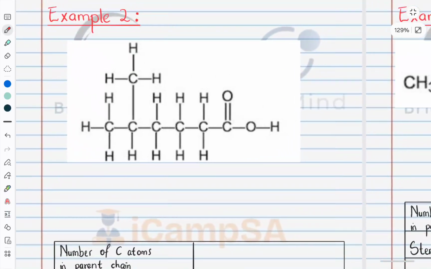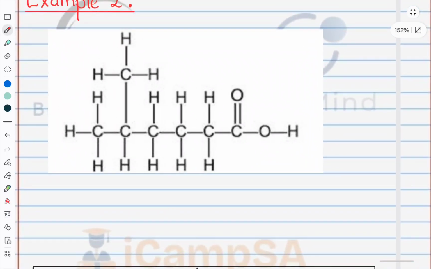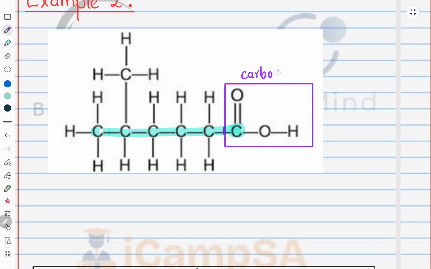Now we come to this example. Let's find our longest chain again. If we check 1, 2, 3, 4, 5, 6. Notice that I include the carboxyl group, because if you check, our carboxyl group is simply this one, COOH. That's our carboxyl group. In fact, let's just highlight it. That's the most obvious thing with carboxylic acids, the carboxyl group. It's always just there in your face.